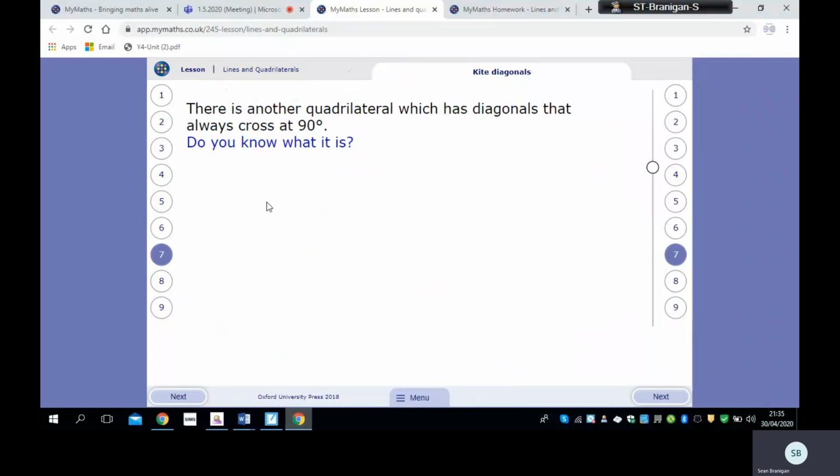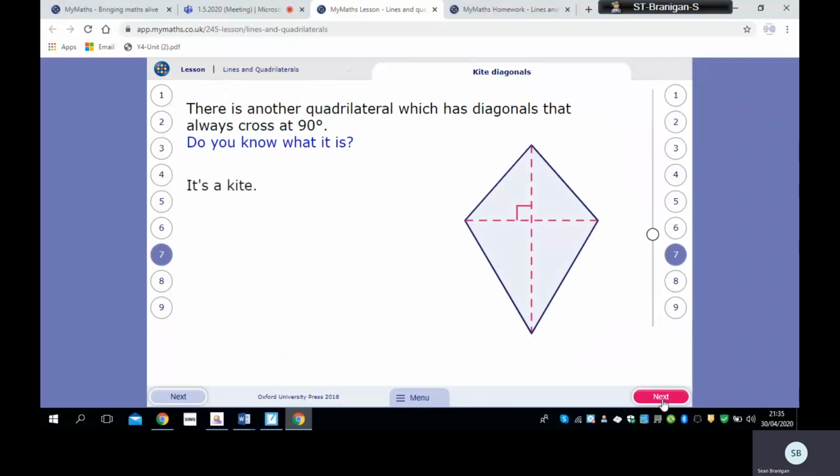Okay, there's another quadrilateral which has diagonals that always cross at 90 degrees. Have a think, and you think of what it might be. It is, of course, the kite. Okay, it's got its diagonals here, where we join the sides up, and you can see quite clearly a right angle. There would be one here, and another here, and another here.